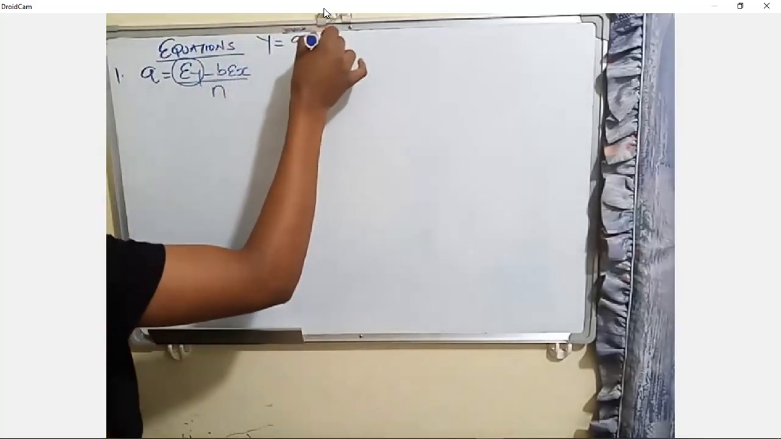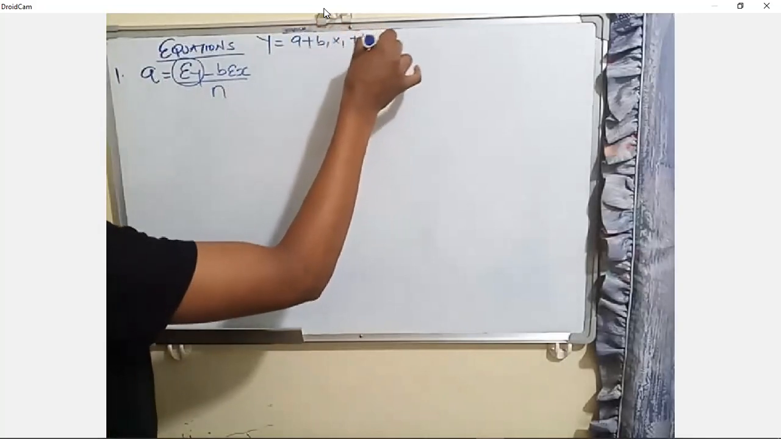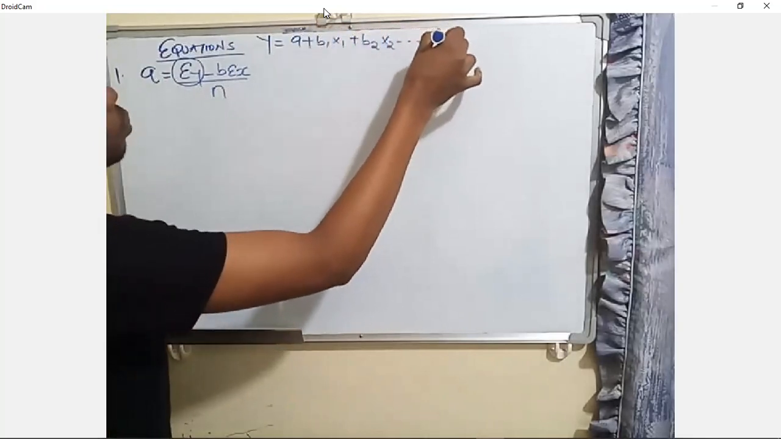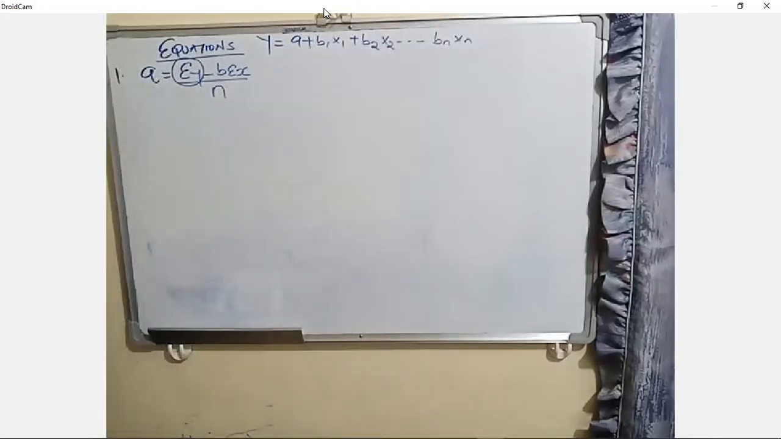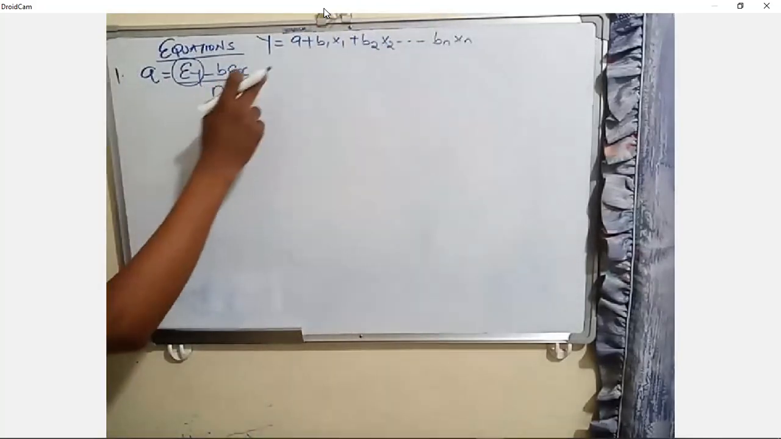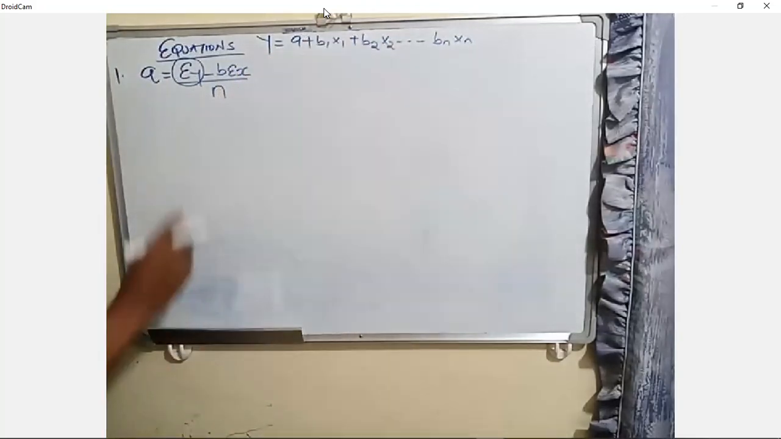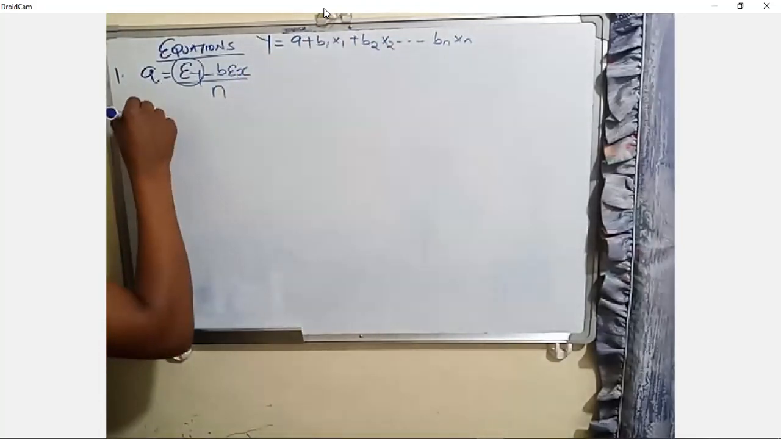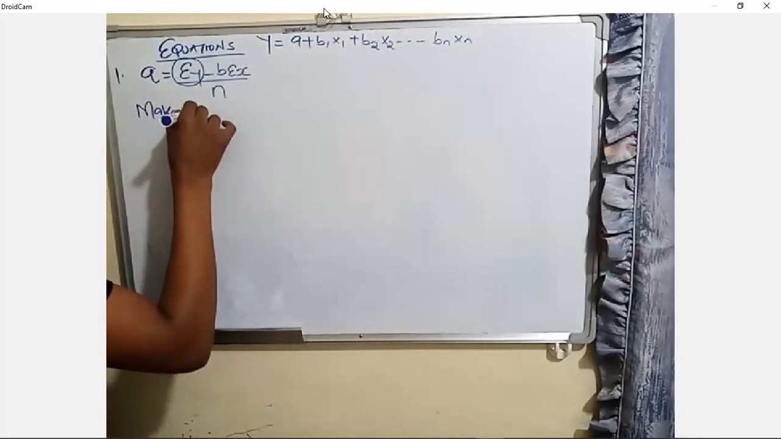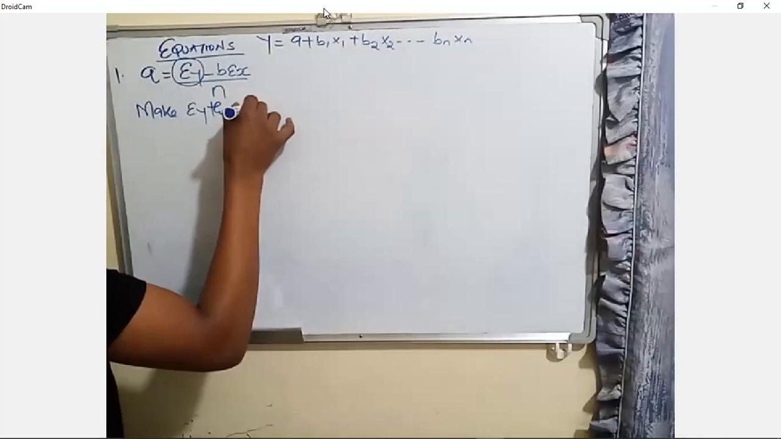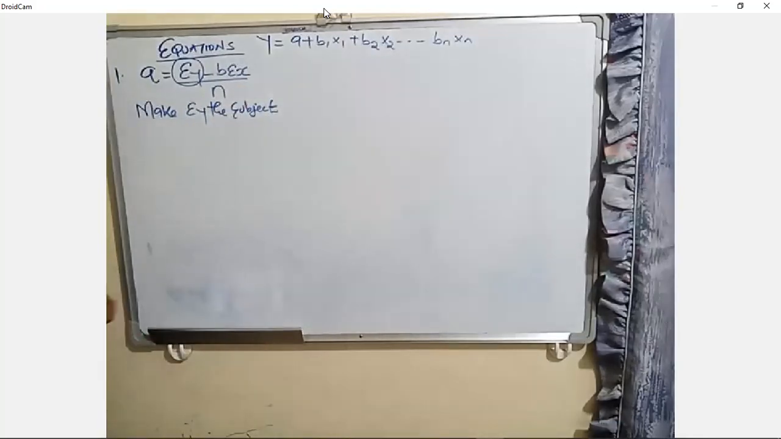What you need to know is that our equations under multiple regression are normally equated to y. Because you know the general formula is y equals a plus b1 x1 plus b2 x2, all the way to bn xn. That is what we discussed. So in this case, because my multiple equations are equated to y, I also want to equate this to y, and I will make the summation of y the subject.